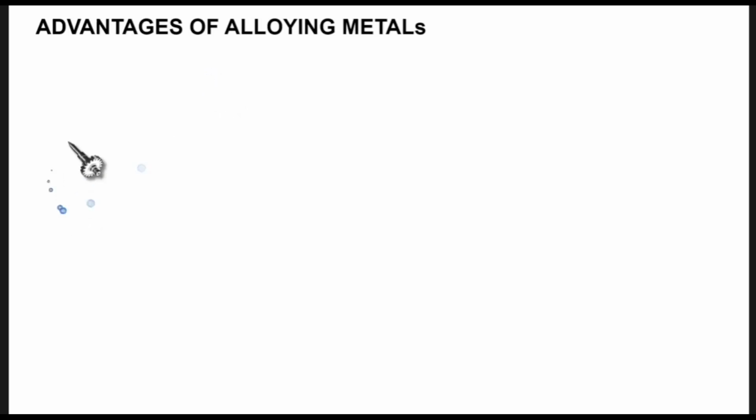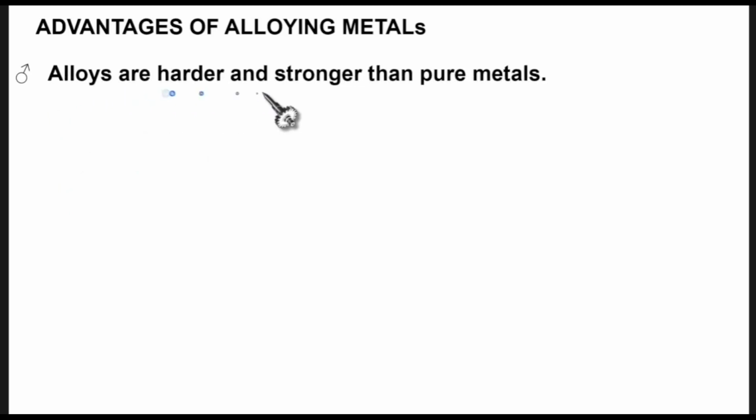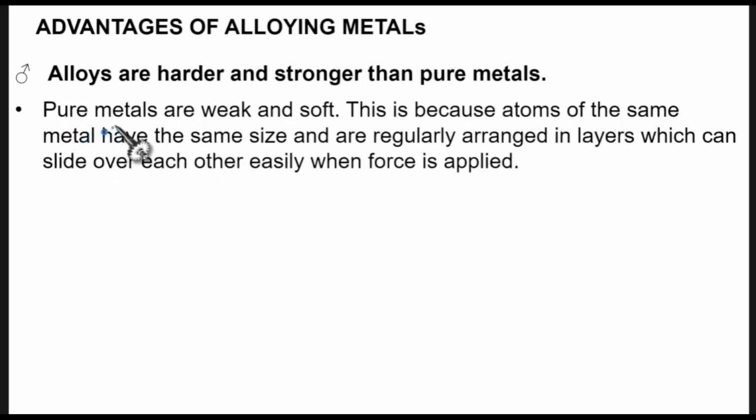Advantage number one is that alloys are harder and stronger than pure metals. That's what you should know, guys. Pure metals are weak and soft. This is because atoms of the same metal have the same size and are regularly arranged in layers which can slide over each other easily when force is applied.